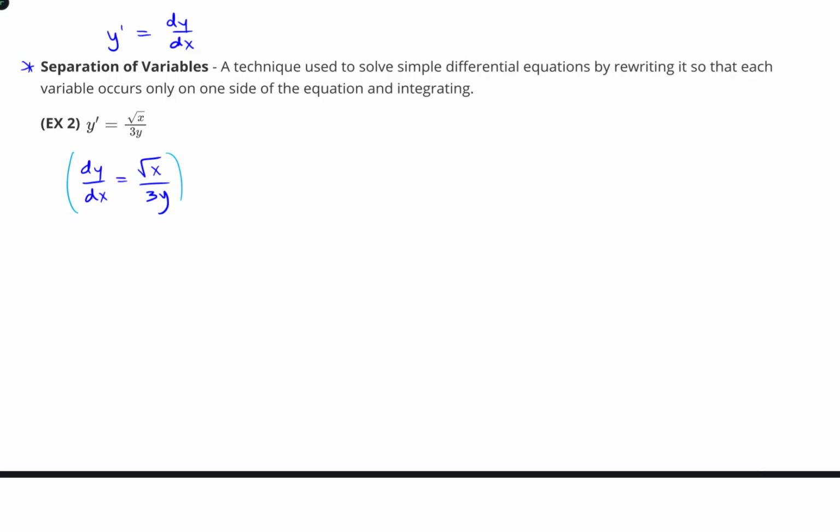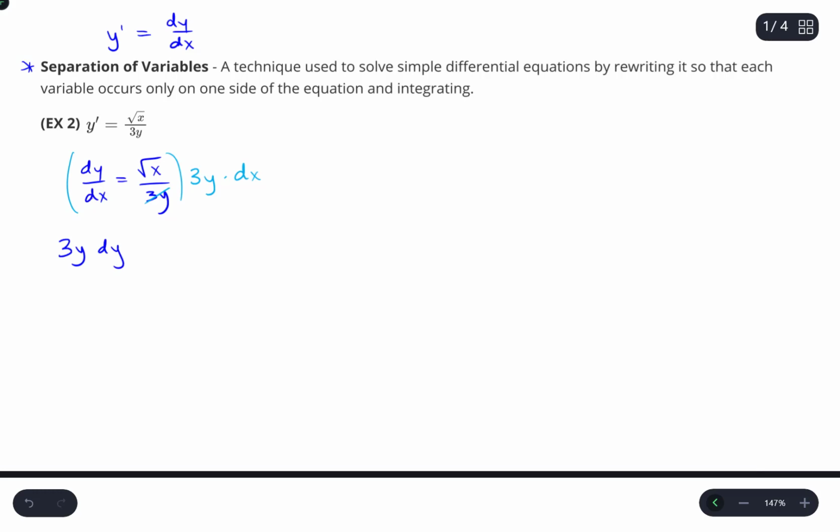So if I take the 3y in the denominator, multiply both sides by that, and multiply both sides by the dx in the denominator over here, and watch what will happen. So when I multiply both sides of the equation by 3y, I will cancel out the 3y on the right-hand side, and that will leave me with 3y dy on the left. When I multiply both sides by dx, it will cancel it out in the denominator here, and then leave me a factor of dx on the other side of the equation. So here's what I end up with.